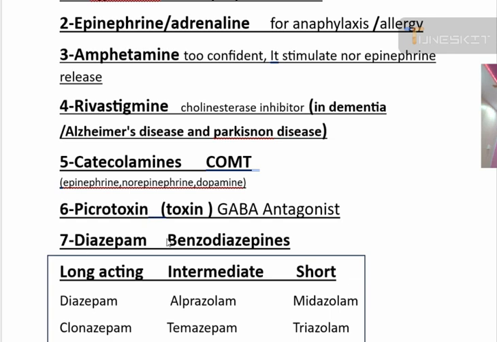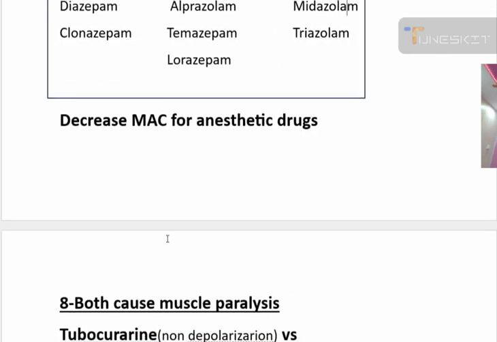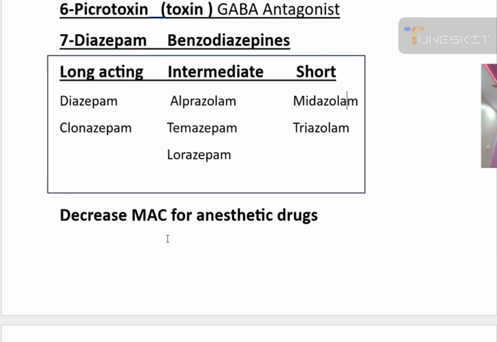Diazepam is a benzodiazepine drug. So there is one concept here. This is the classification of benzodiazepine drugs: long acting, intermediate acting, short acting. Long, intermediate, short is basically time. Like long acting drugs will be in the body for 3 days. Their action is for 3 days. Intermediate, their action may be for 16 hours, and short, their action may be for 3 hours, 5 hours.